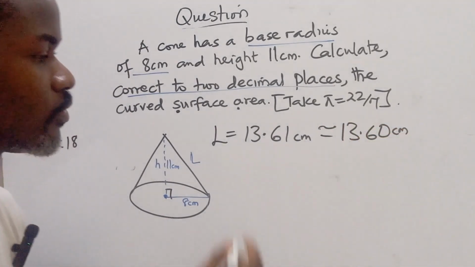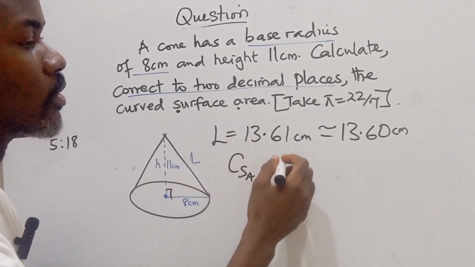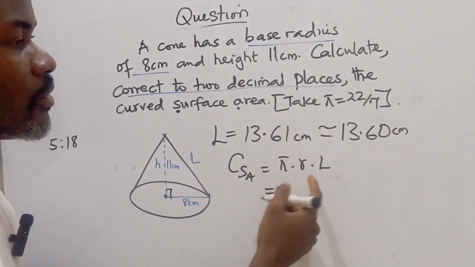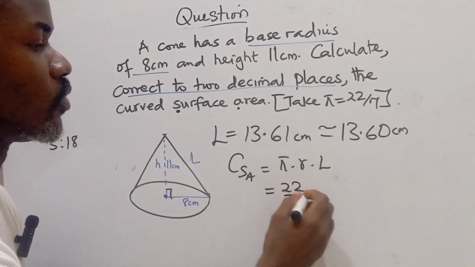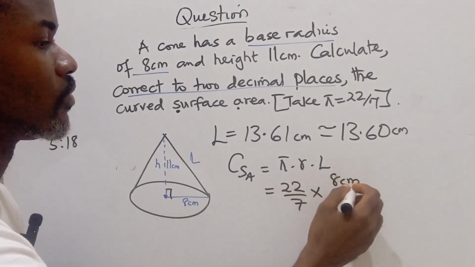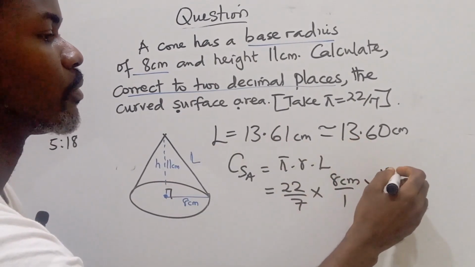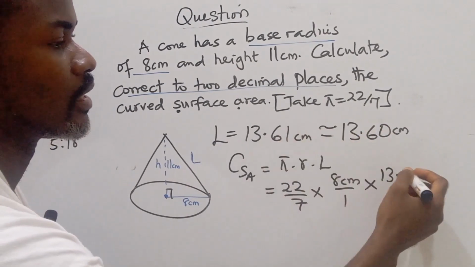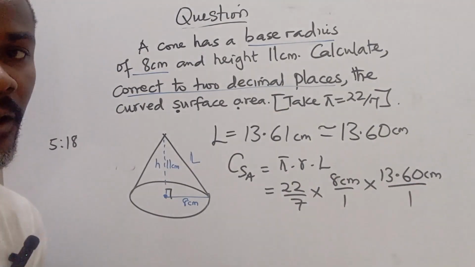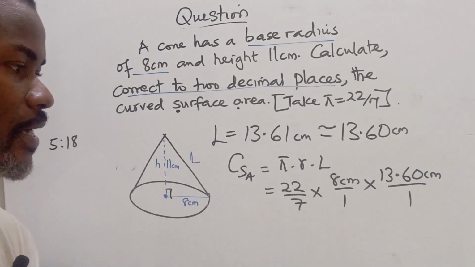Now let's quickly go back to the formula. Our curved surface area becomes pi times R times L. Now I've gotten our value of L, so we have 22 over 7 times our R, which is 8 centimeters, over 1, times our L, which is 13 point. Can use this or this? Let's just use this, centimeters over 1. When we solve all this, we are going to arrive at our answer.